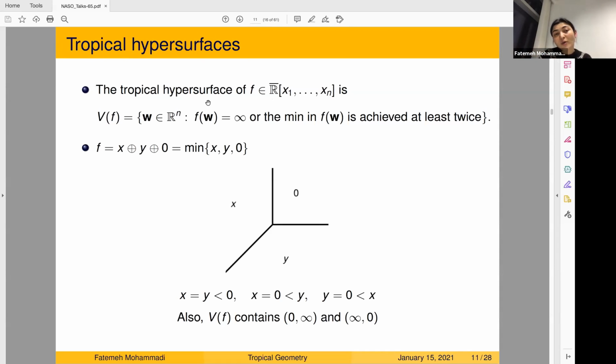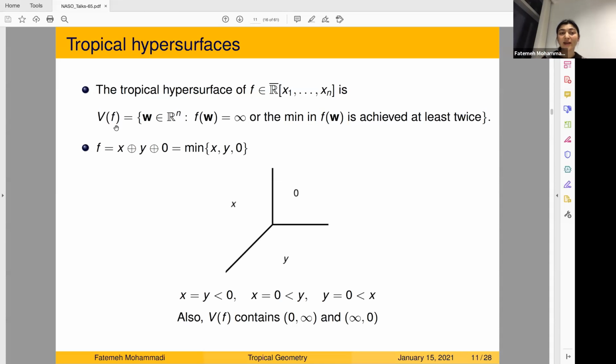So now the tropical hypersurface, or corresponding variety, you can define to be the set of all those real vectors w in R^n such that either when I plug in these numbers, f of w is infinity, or the minimum in f of w is achieved at least twice. Okay, so let's see what it means here, again in an example. So let's take this polynomial f, which is x plus y plus 0.